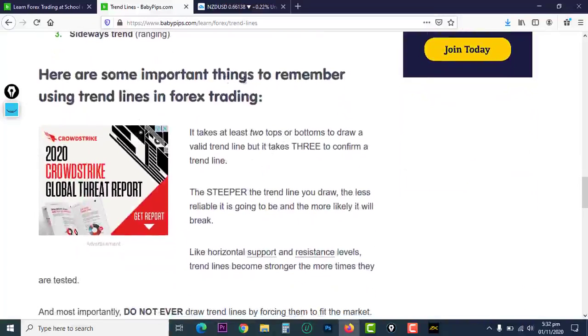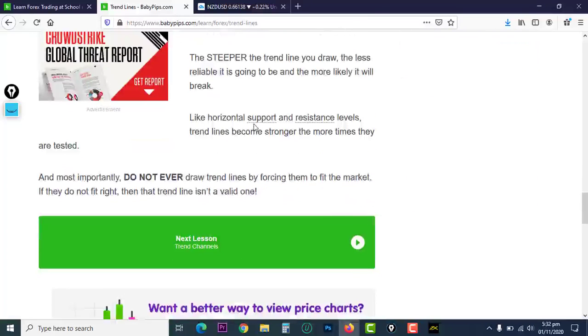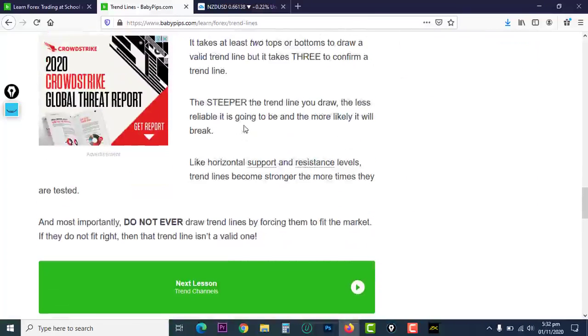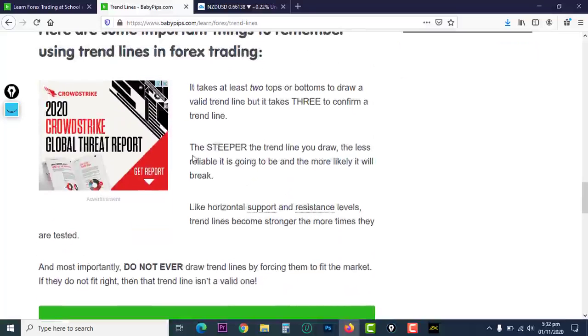Okay, so there are some important things to remember using trend lines in the forex market. What are the important things we need to remember? Let's just read it. It says it takes at least two tops or bottoms to draw a trend line, but it takes three to confirm a trend line. The steeper the trend line you draw, the less reliable it is, and the more likely it will break. Like horizontal support and resistance levels, trend lines become stronger the more times they are tested.